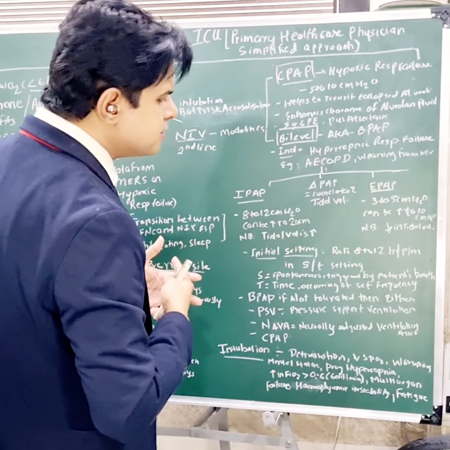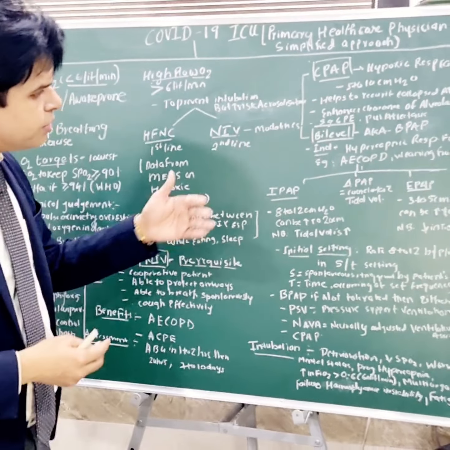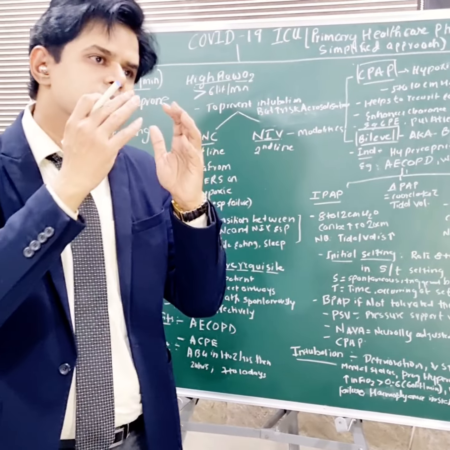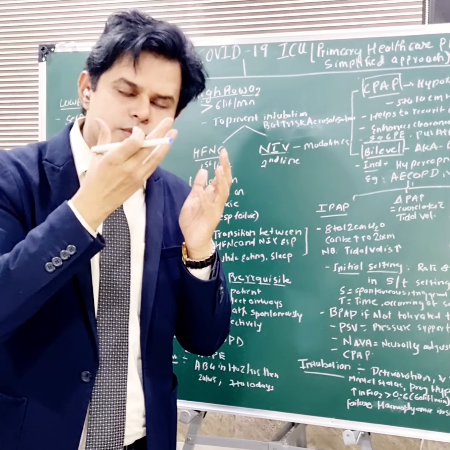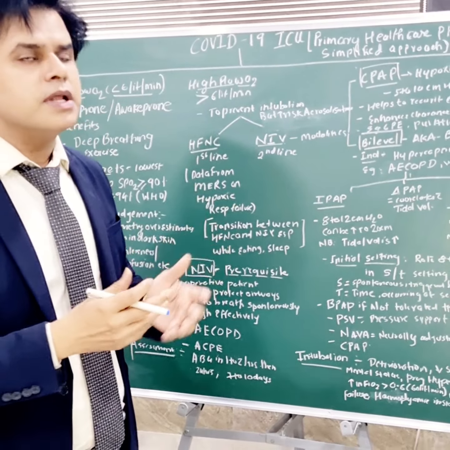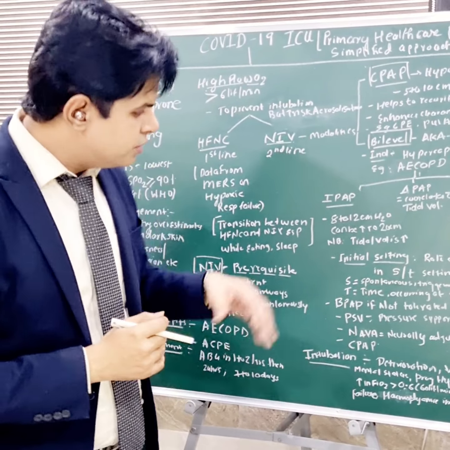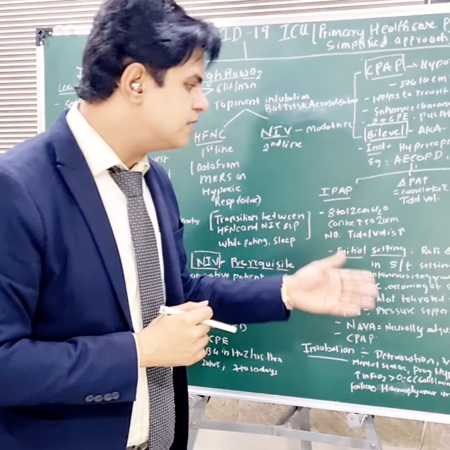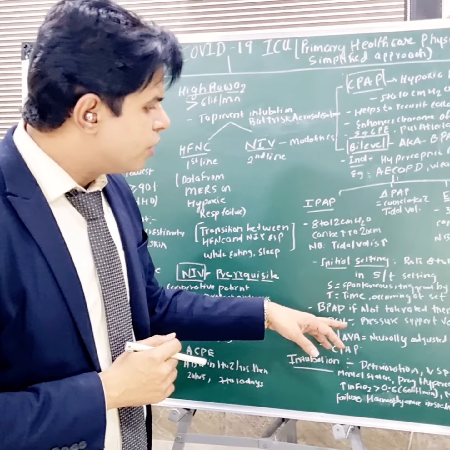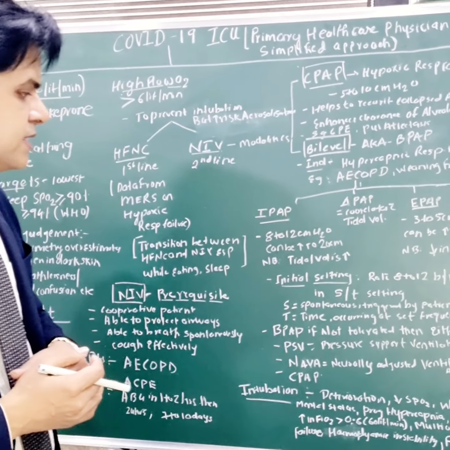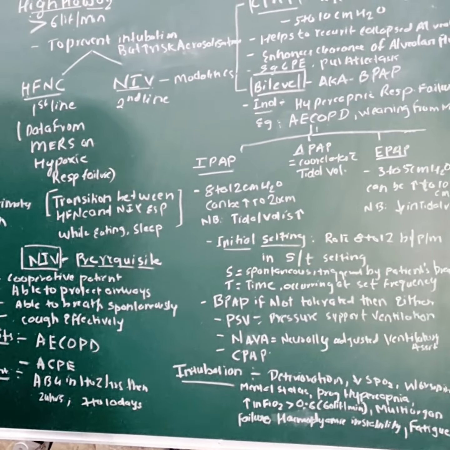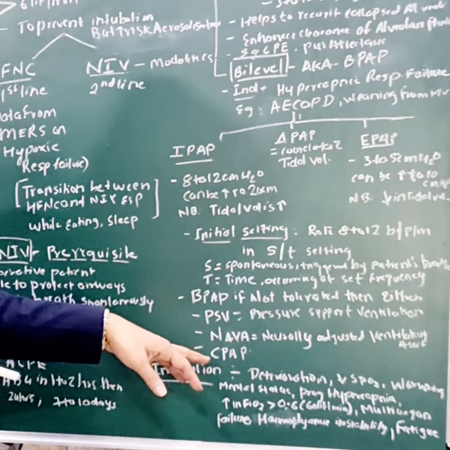And there are certain subsets of patients who are not able to tolerate BiPAP, because it is a tight-fitting, airtight mask over the face, covering the nose. At times many of the patients are not able to tolerate BiPAP. So in those patients you have some other modalities like PSV, which we call pressure support ventilation, and another is NAVA, which stands for neurally adjusted ventilatory assist, and last but not the least, again CPAP.